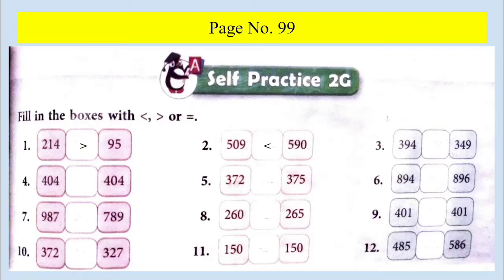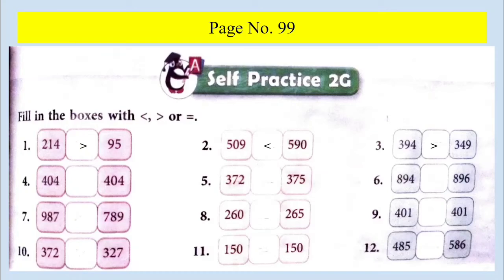So we have 9 from 394 and 4 from 349. So we will compare the digits 9 and 4. So we know that 9 is greater than 4. So we can say that 394 is greater than 349. So we can put the symbol of greater than here.